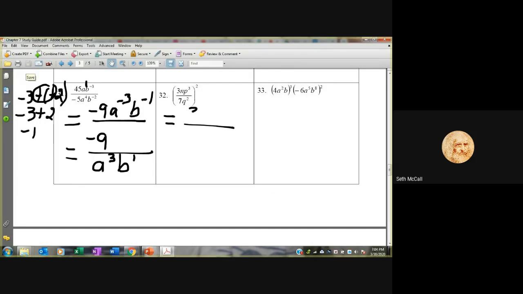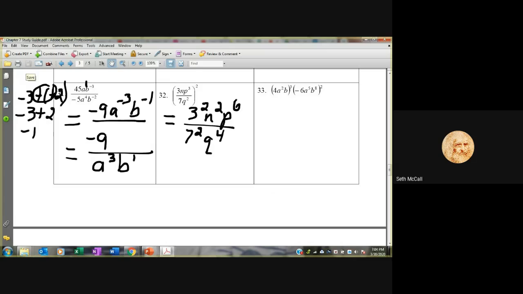So we're going to have 3 squared on the top, then we're going to have n squared. Don't forget to distribute the 2 to the 3. And then p to the third to the second, these two right here are going to multiply, which is going to give me p to the sixth power. Now on the bottom, this 2 also has to distribute to everything on the bottom. So it does become 7 squared on the bottom, and then q to the fourth as they multiply.